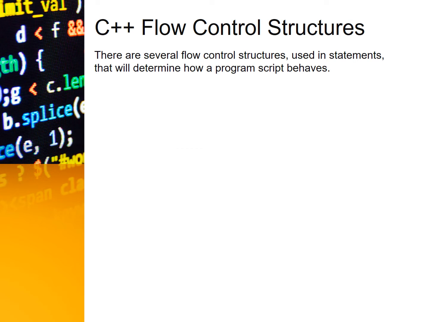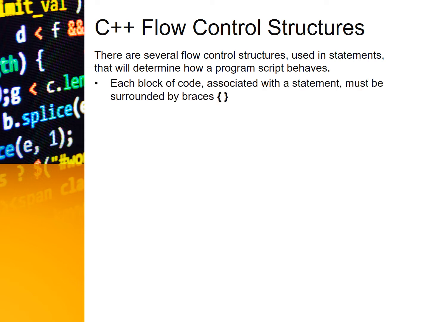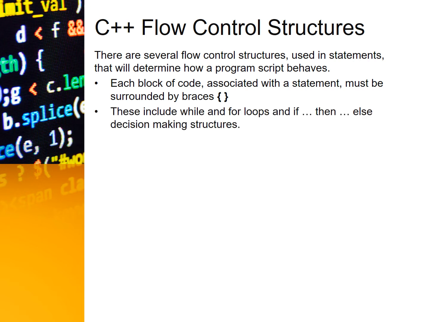Flow control. There are several structures that you can use to change the way your program is running. Each block of code that you associate with any statement, as in a control structure, must be surrounded by braces. These include while and for loops and if, then, else decision-making structures. So let's have a look at if, then, else.